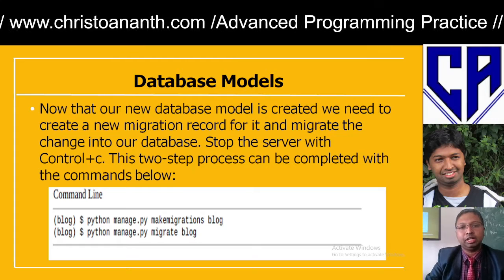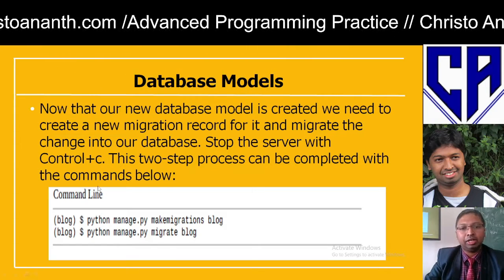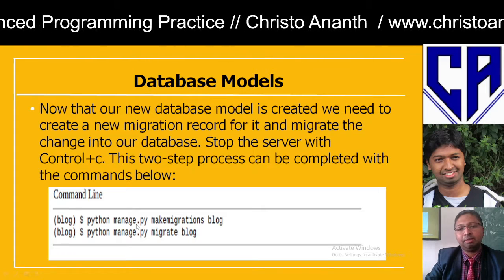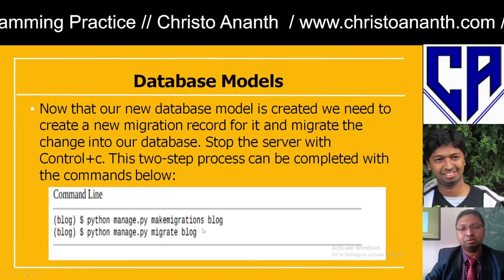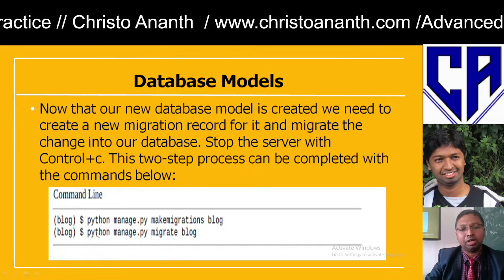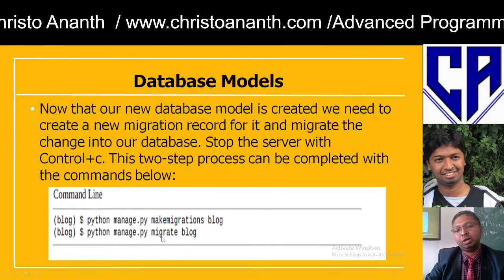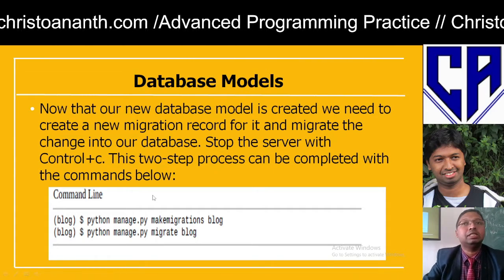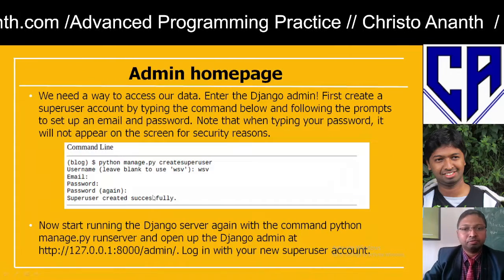Our new database model is created. We need to create a new migration record for it, and then we can change it in the database. So within the blog you run $python manage.py makemigrations blog, and then $python manage.py migrate blog. These are the migrations that you do with the blog.